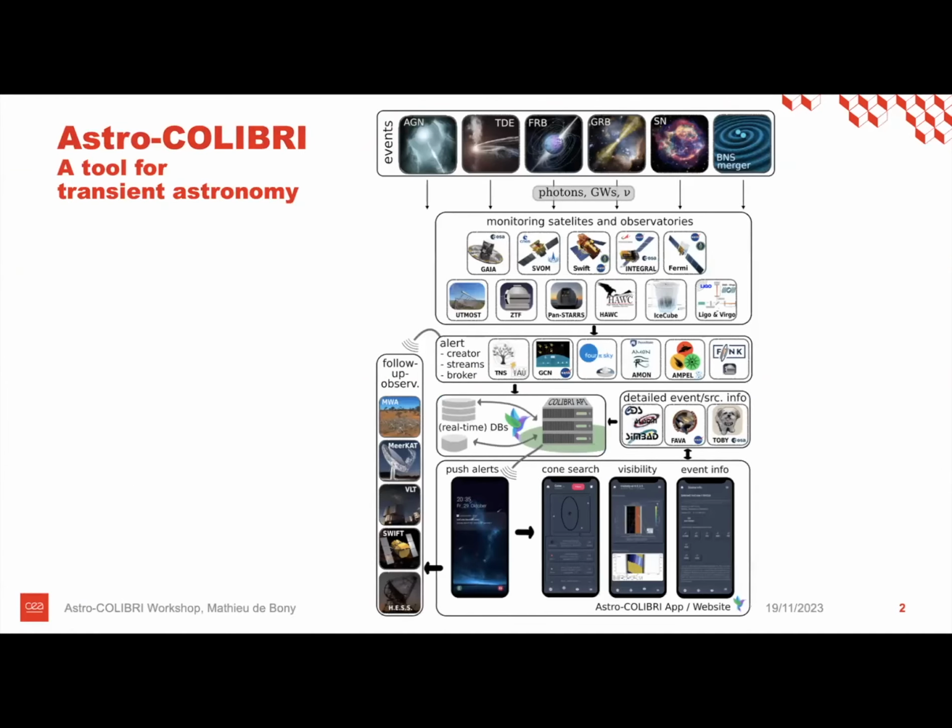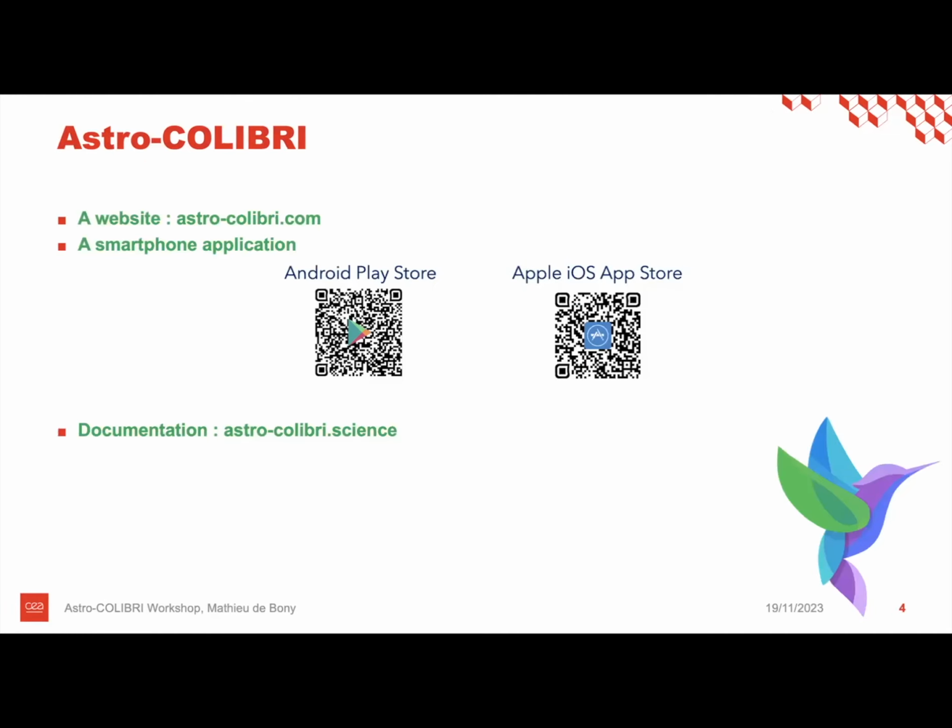So first, this is more or less what was presented just before, the overall organization by Patrick. And I will really focus on the interface, how you could use it. For Astro-COLIBRI you have mainly two solutions: the website, where you just go to astrocolibri.com and have it load and play with it, or a smartphone application, both for Android and iOS, to access it.